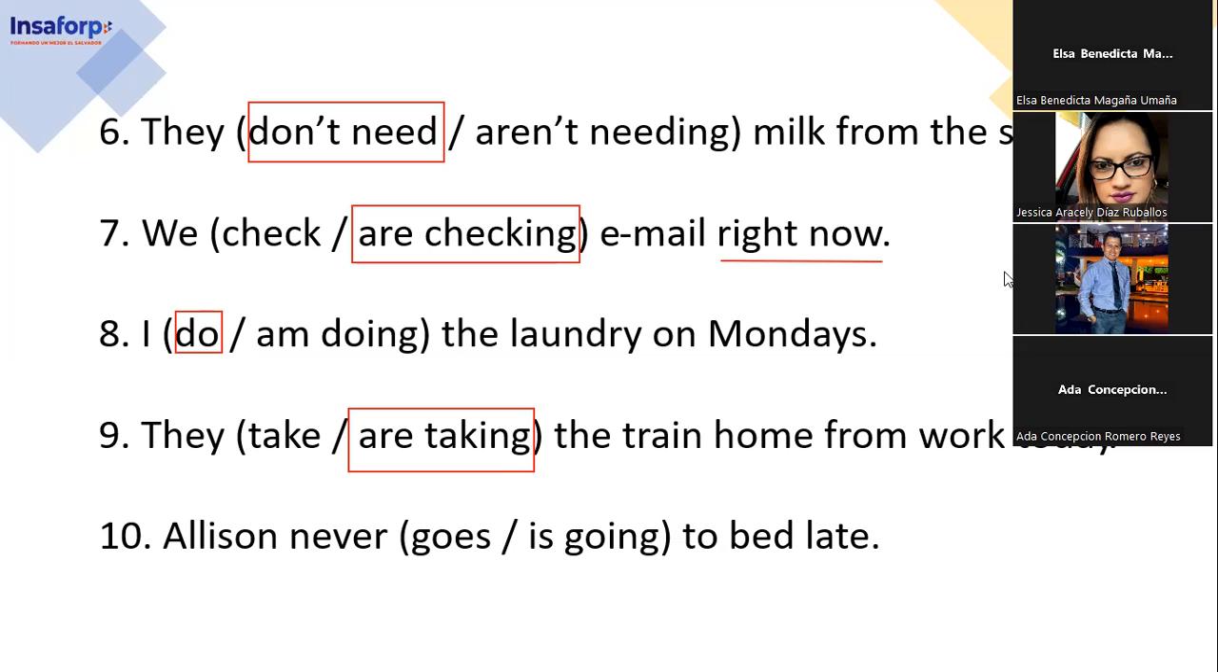Entonces, goes. Goes is go for Allison, right? You would say goes, right? Okay. Very good. So, goes. Why goes? Because it's a routine. In this case, never, right? Nunca se va tarde. Un relojito completo a la hora de ir a dormir, right? Solo termina la clase de inglés y a dormir, a mimir. Okay, good. So this is the example, right? The difference between the simple present and the present continuous.